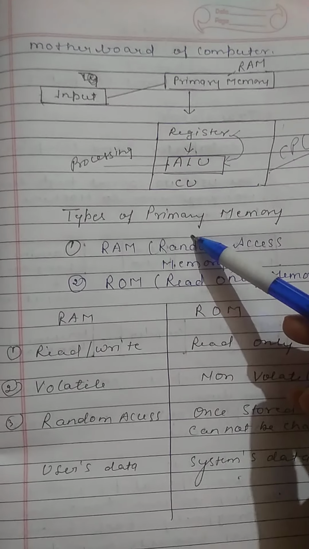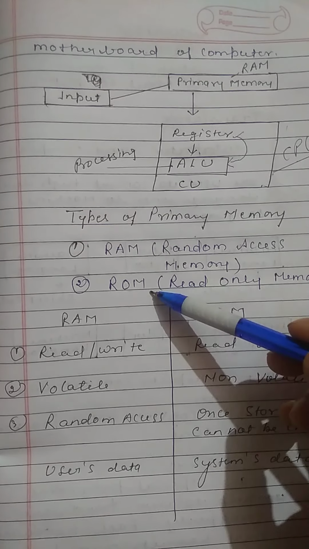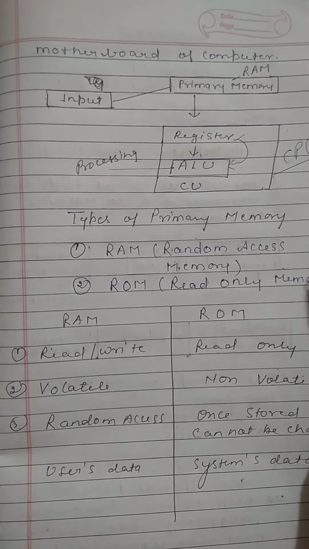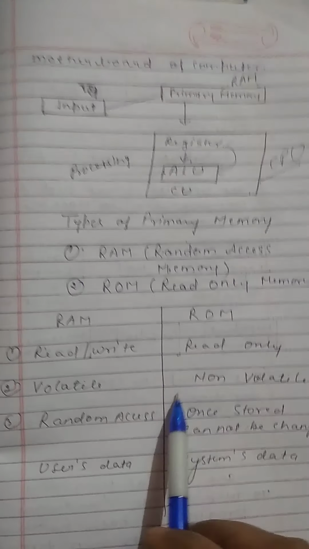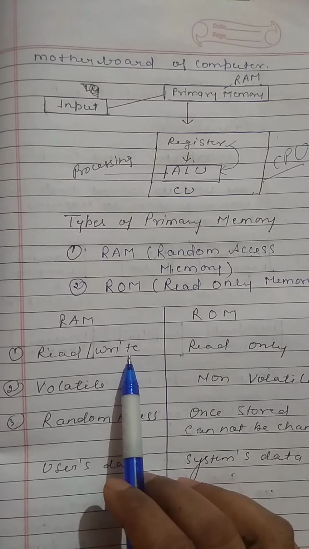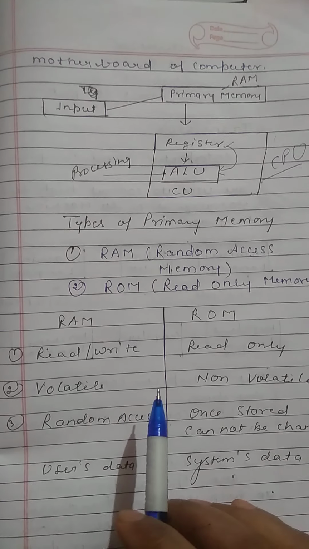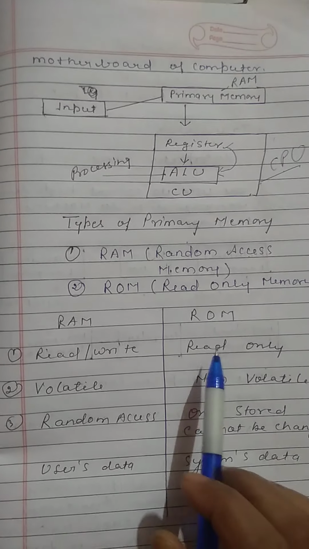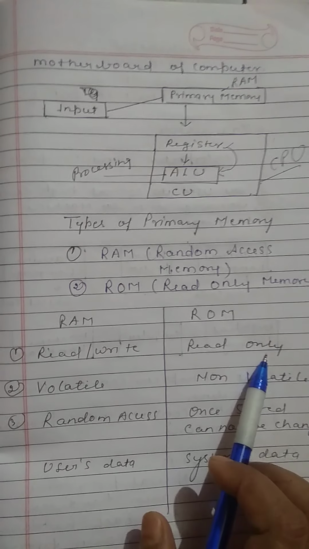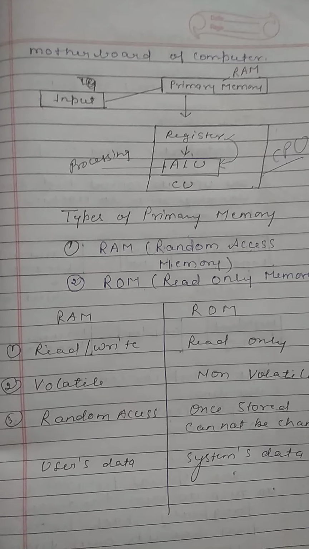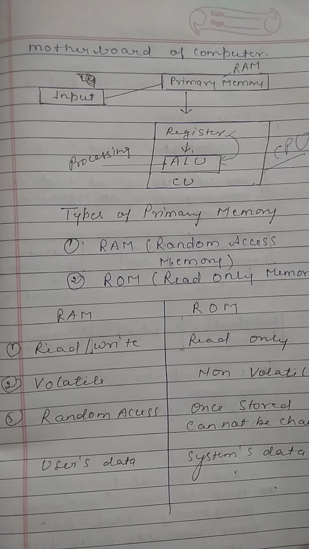There are following types of primary memory: RAM and ROM. RAM stands for random access memory and ROM stands for read-only memory. There are following differences between RAM and ROM. RAM provides read and write facility, means the stored data we can read and we can store new data also in the RAM. But ROM provides only read facility, means we can read only the stored data. We cannot store new data.